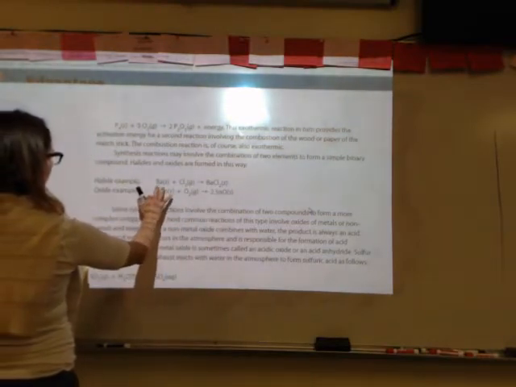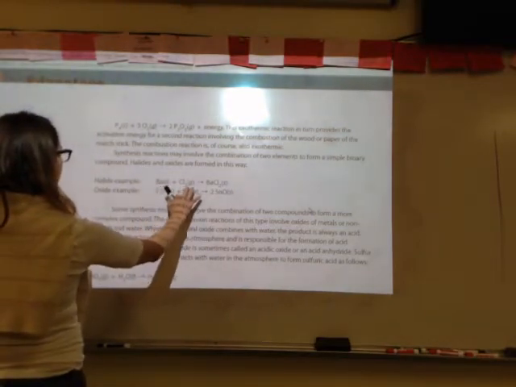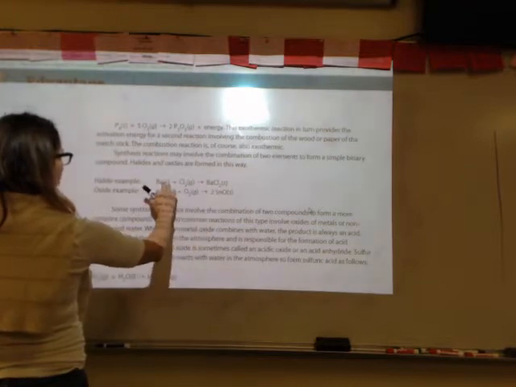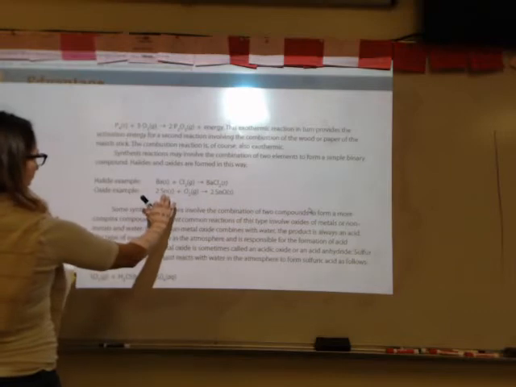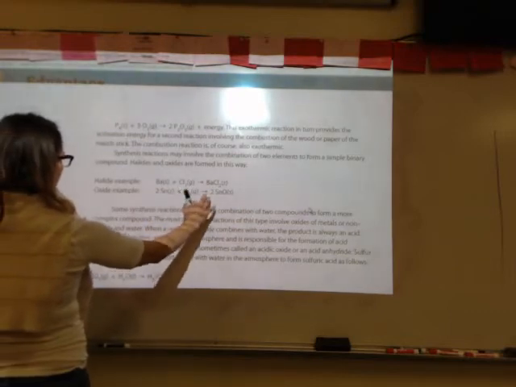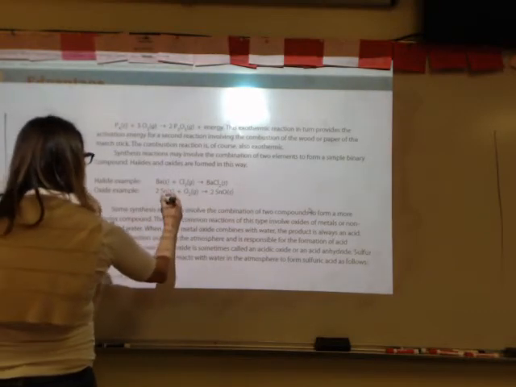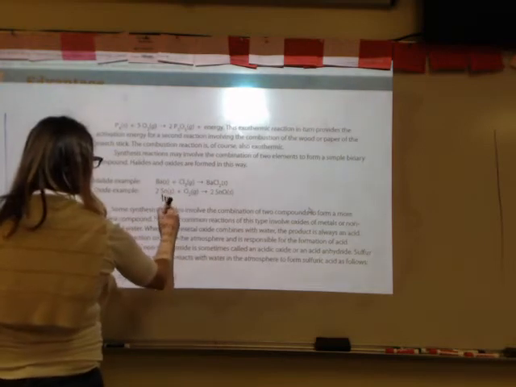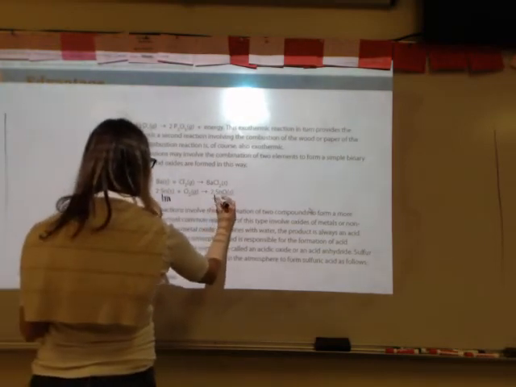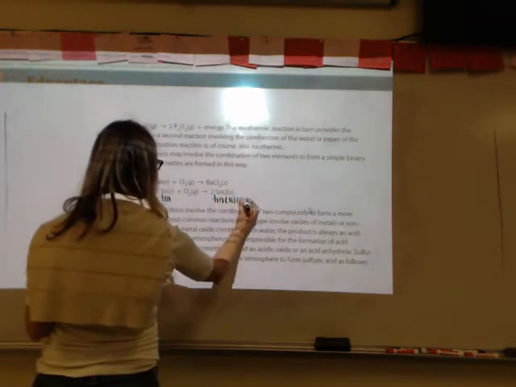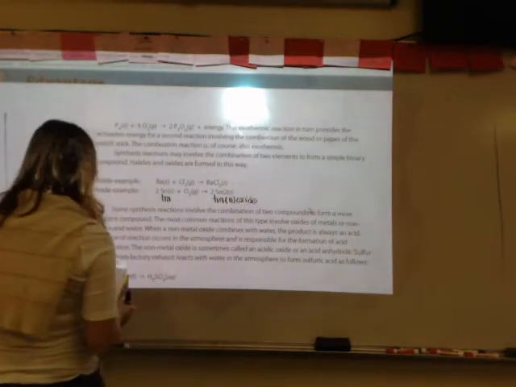Here is one example. Barium combines with chlorine to make barium chloride. So these are two elements forming a simple binary compound. Here I have tin combining with oxygen to make tin 2 oxide. And notice here that this is just tin solid. There is no Roman numeral associated with that until it gets into this compound. It is tin 2 oxide.